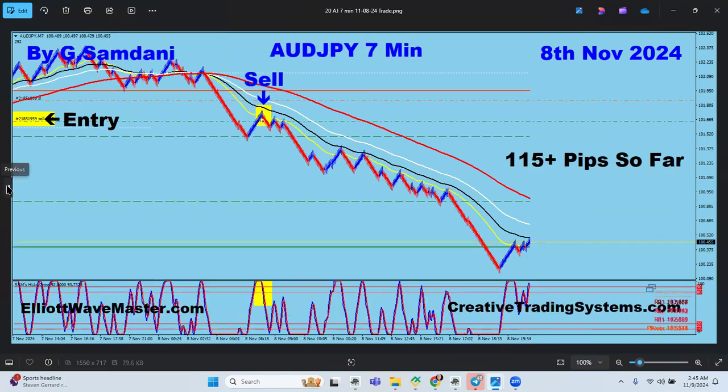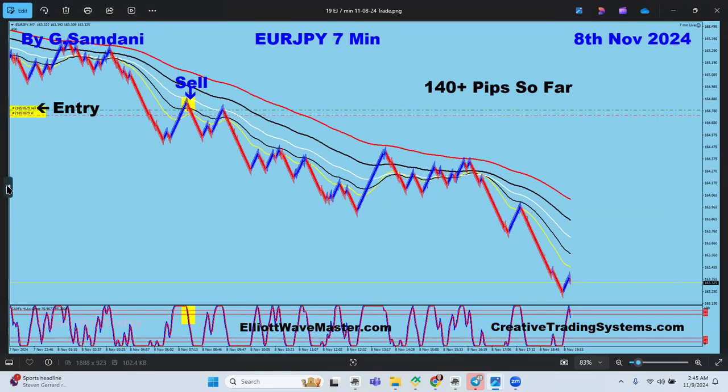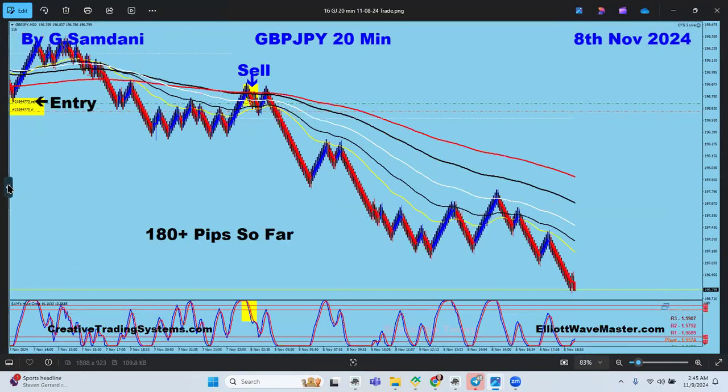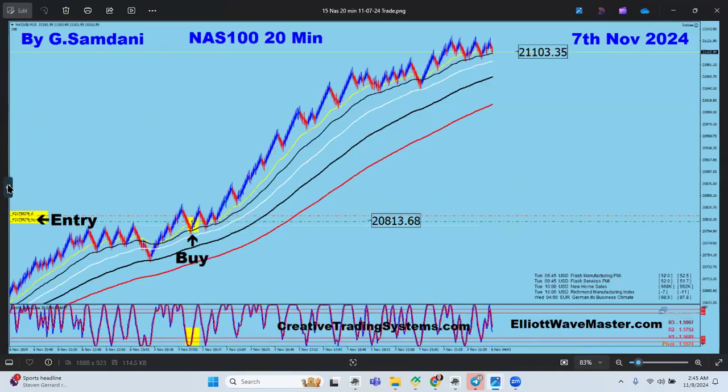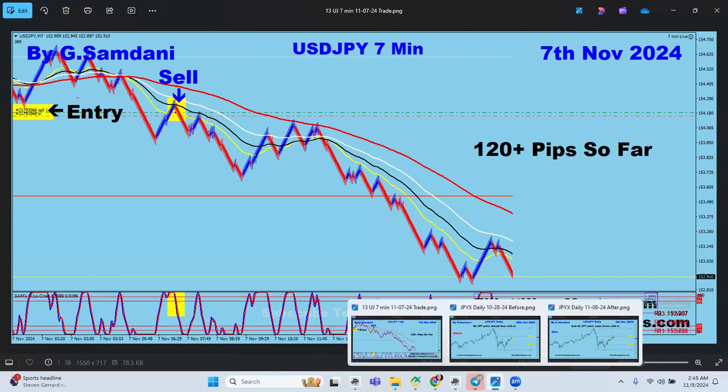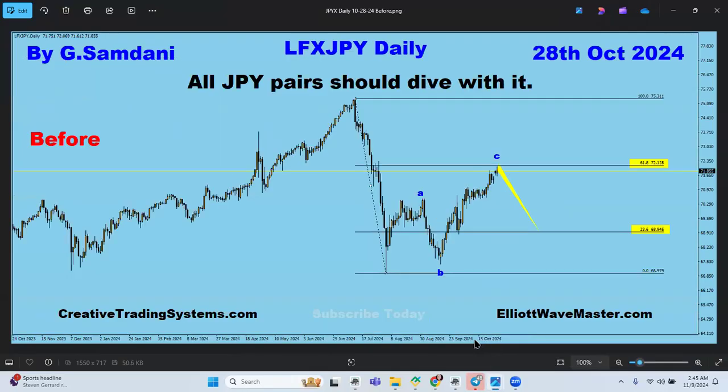The same day, Aussie Yen short, Euro Yen short, and on the same day, Pound Yen short, and the day before was USD Yen short. But why are all these yen pairs going down? Because I made a chart earlier, a few days ago, and I said that they're all going to be going down. And this was the chart.